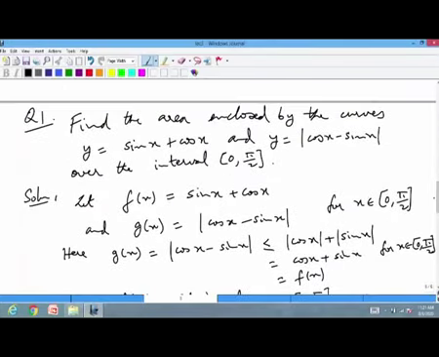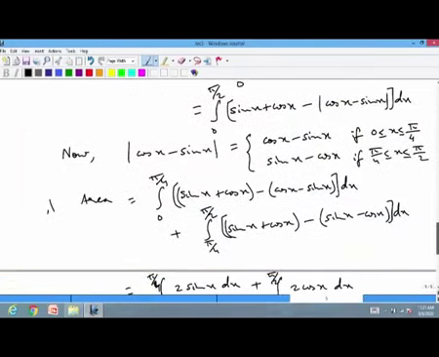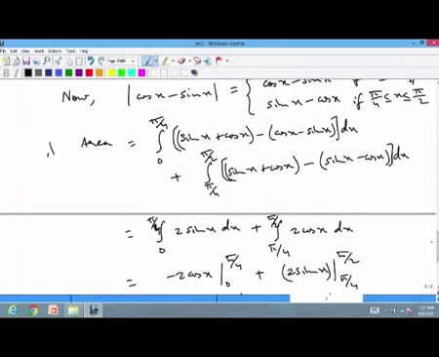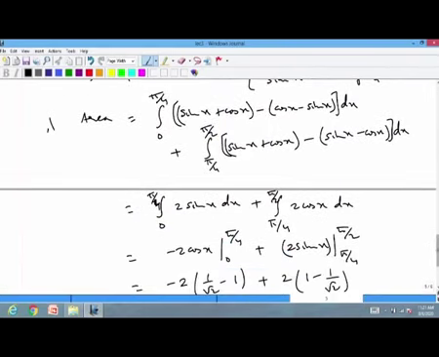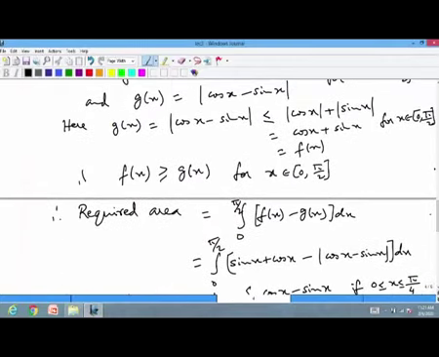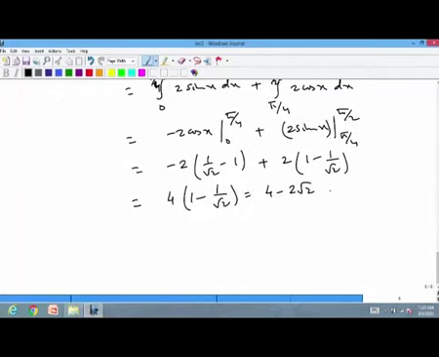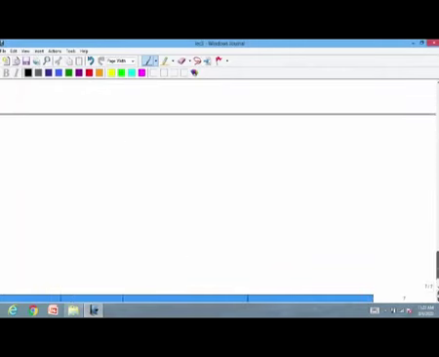So, of course, in this question you could have drawn the graph of these functions sin x plus cos x and mod cos x minus sin x, and then found this area, but it is not even necessary to draw the graph, because we can see that in this case f x is greater than or equal to g x. Now, let us move to question number 2.